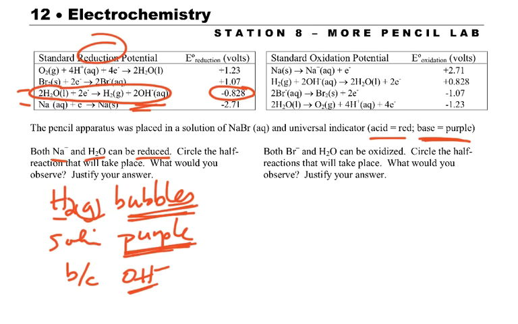On the other side here, it says both bromide and water can be oxidized. So let's look at this chart. Circle the half reaction. So here's bromide, and there's water. So who's going to change? Well, the higher of the two. So the bromide is going to change. So what would you observe? We would observe bromine formed.